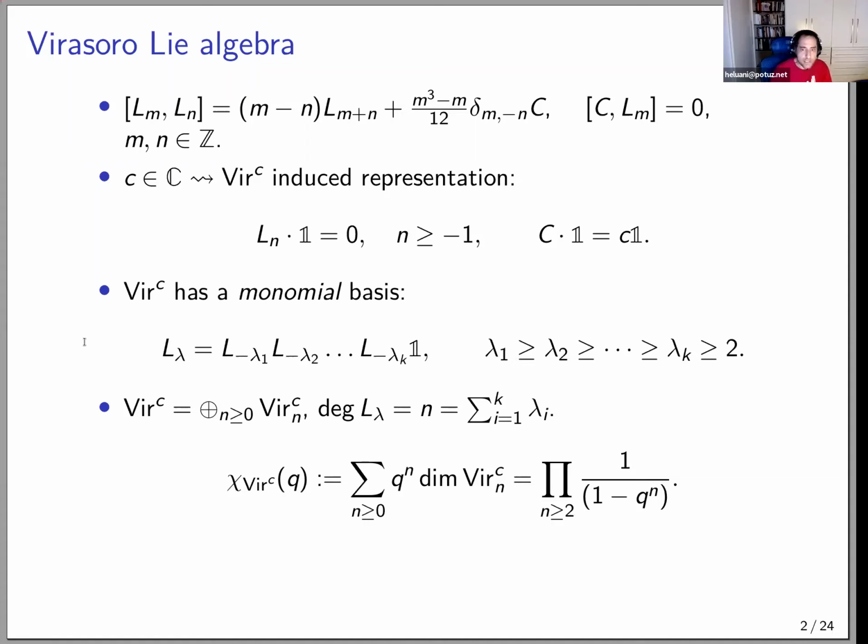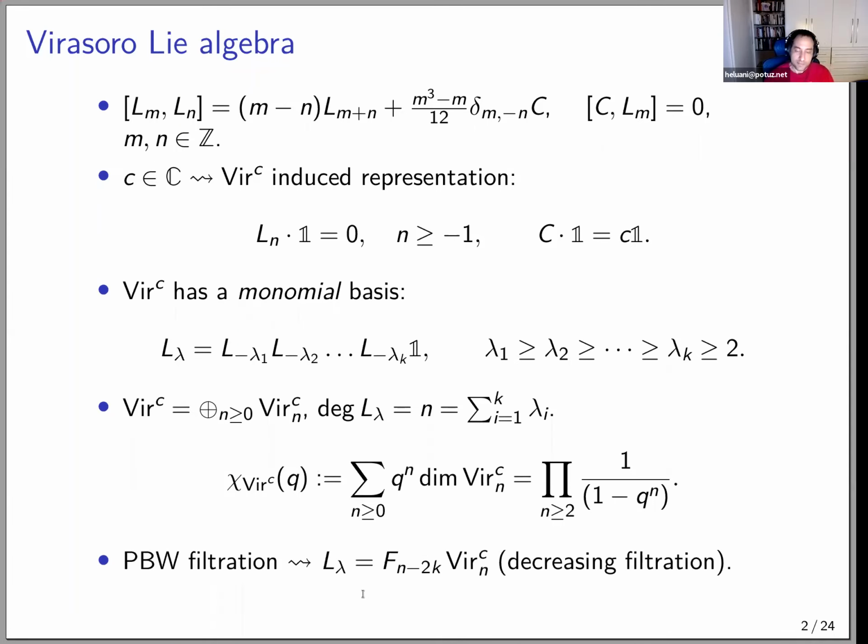So that module is graded. It's graded by declaring the degree to be the sum of all the parts involved in this lambda. Since it's a very simple monomial basis, it's very easy to compute the graded dimension. That thing there is the generating function for the graded dimension of that module. I can't really say much more than that on the induced representation of the Virasoro algebra.